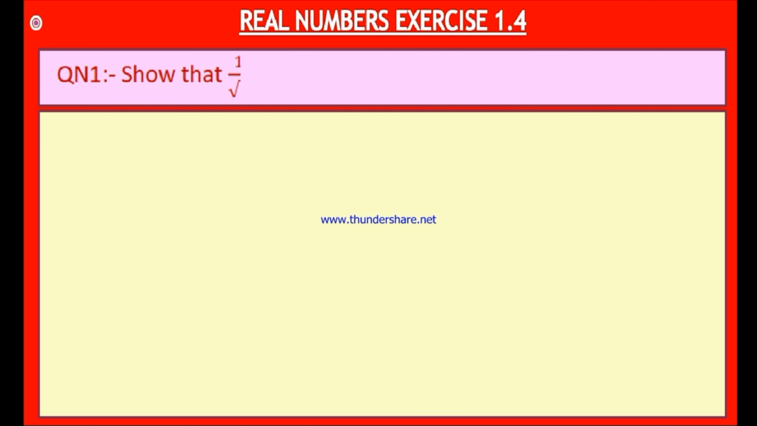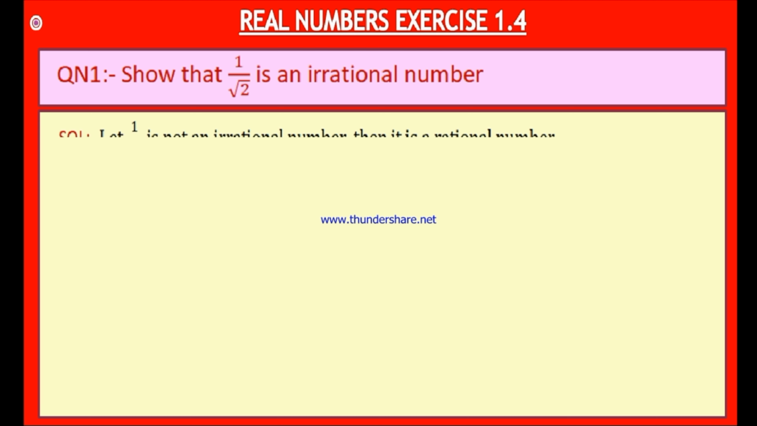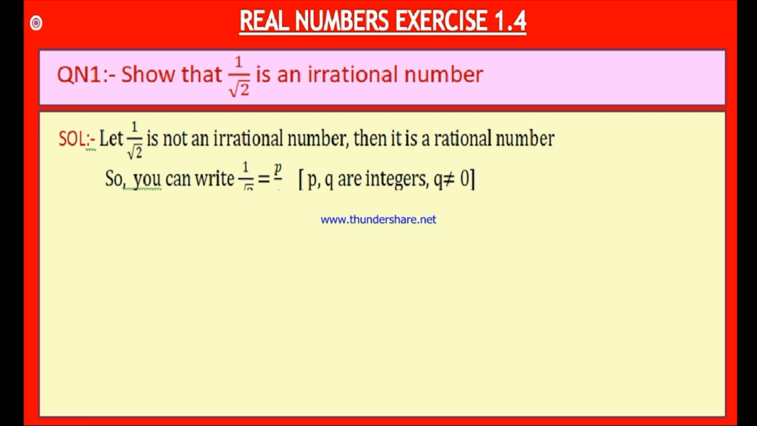Question number 1. Show that 1 by root 2 is an irrational number. Here is the solution. Here, let us prove this by an indirect method. That is, we will assume that 1 by root 2 is not an irrational number. If 1 by root 2 is not an irrational number, then it should be a rational number.